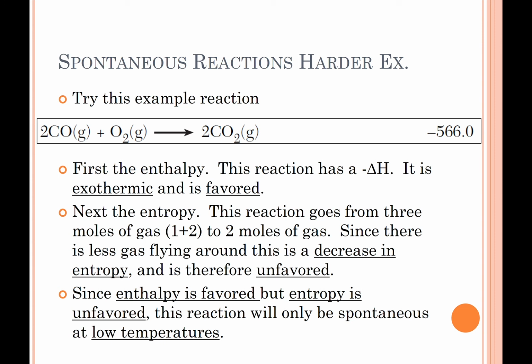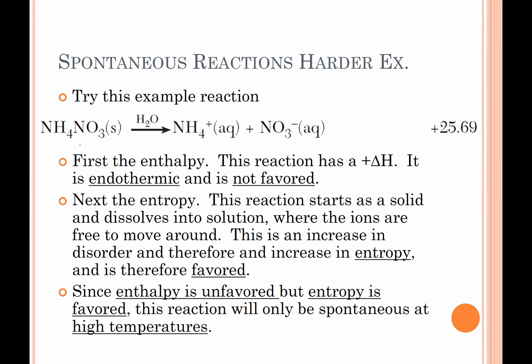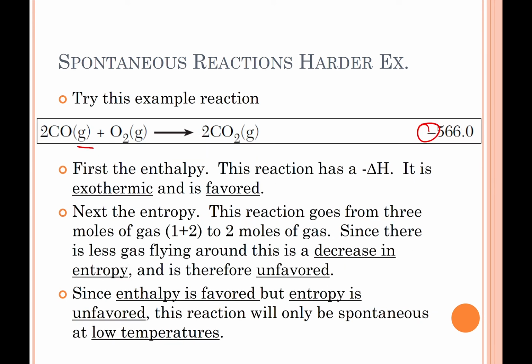So we'll do a couple examples here. Looking at this reaction, we'll start with enthalpy. The reaction has a negative delta H, so therefore it's exothermic and is favored. Looking at entropy, we have a gas and a gas. We have no change in phase, but we have 3 moles of gas on this side and 2 moles of gas on this side. So we have less gas flying around. So our product side is more ordered or less random. Therefore, it's a decrease in entropy and is unfavored.